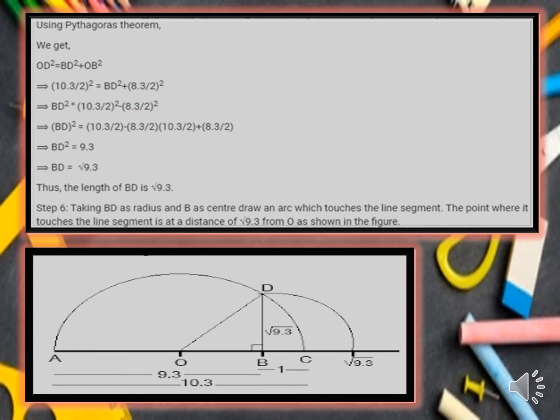As BD is holding the value of root 9.3, we are going to take the measure of BD with the compass and mark it on the line segment. That is, keep your compass needle here, and a pencil, and draw an arc so that it will reach here as the root 9.3. So this point is said to be root 9.3 on the number line. Thus we have marked root 9.3 on the number line.